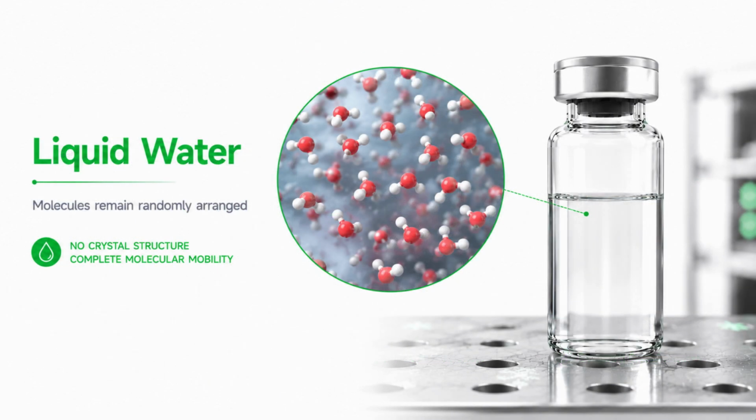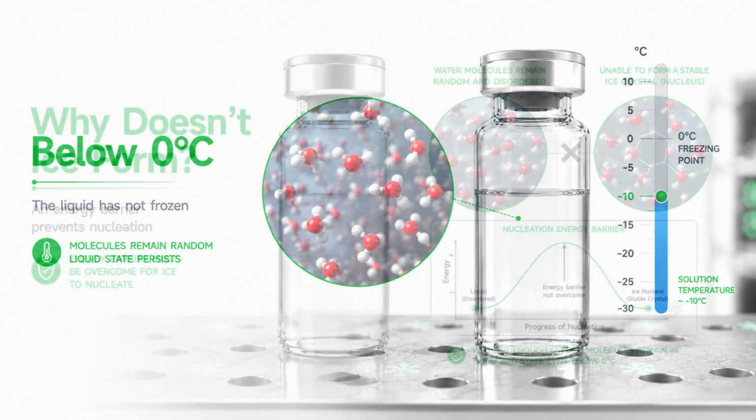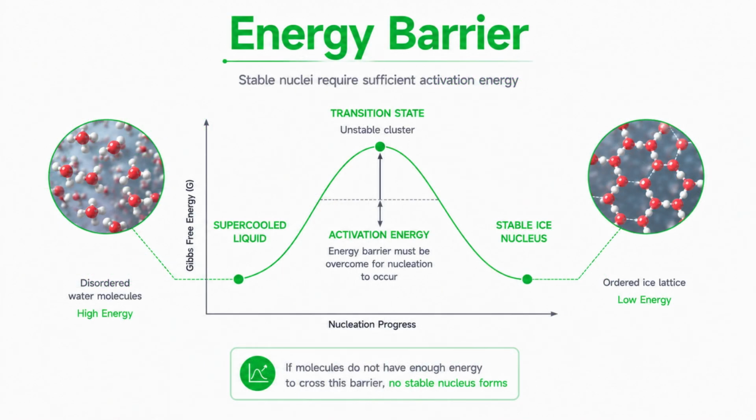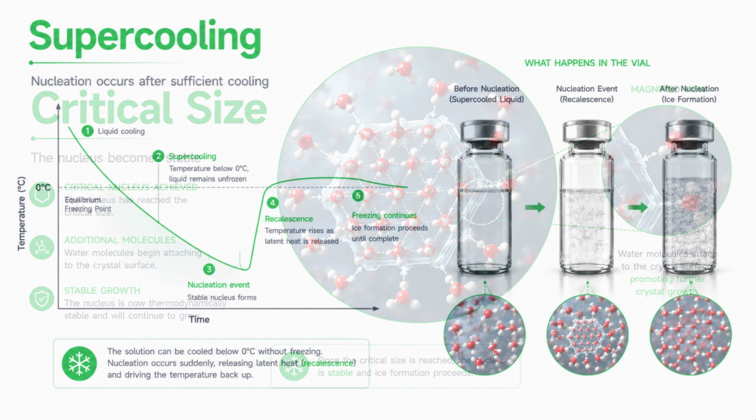Why doesn't water freeze immediately? Because forming an ice crystal requires overcoming an energy barrier. Even below its equilibrium freezing temperature, water molecules remain randomly arranged. Only when enough molecules organize into a stable cluster can crystal growth begin.